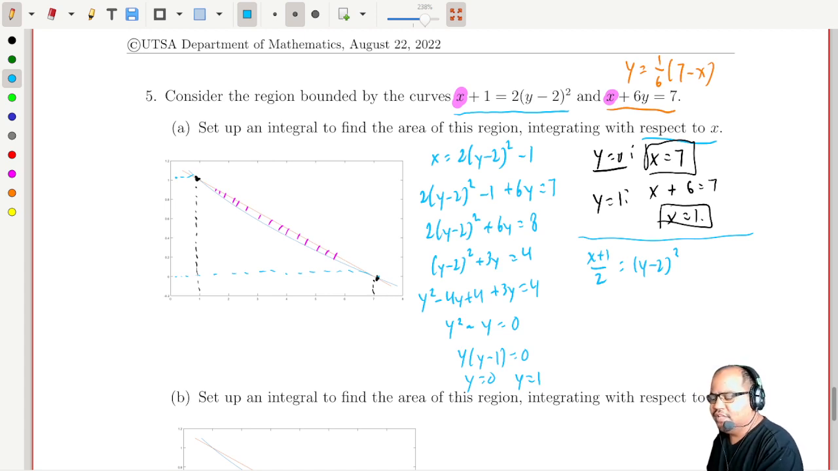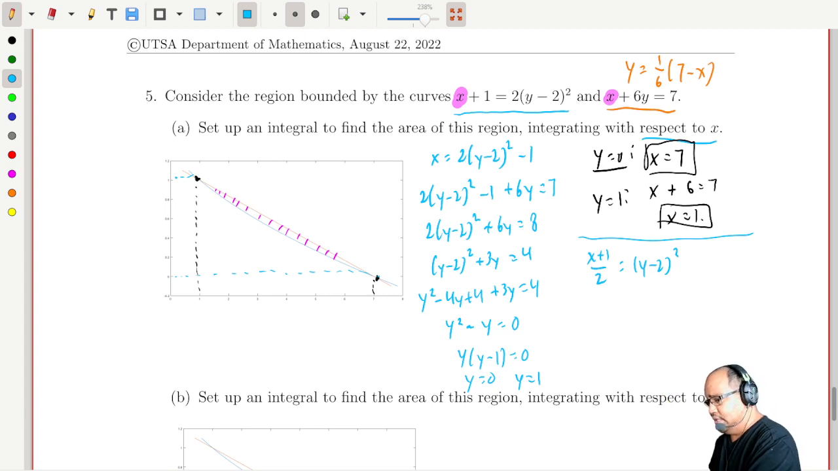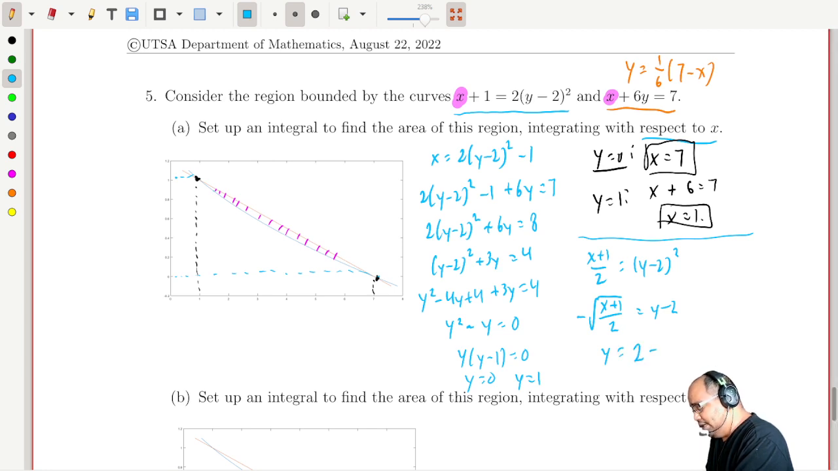Now, if you fully graphed out this curve as it was given in standard form, this is again a parabola that's sideways. And it turns out that this blue part here is the bottom half. So we're going to take the negative branch of the square root, since it's the bottom half of the graph. So when I take the square root here, I'll have negative square root of (x plus 1) over 2 equals y minus 2. And now I just add the 2 over, so I get y equals 2 minus the square root of (x plus 1) over 2.